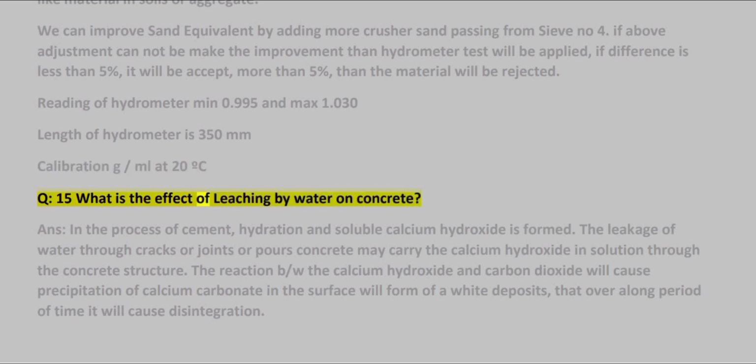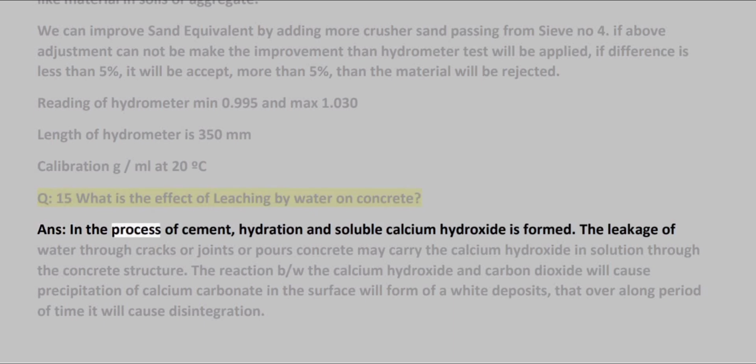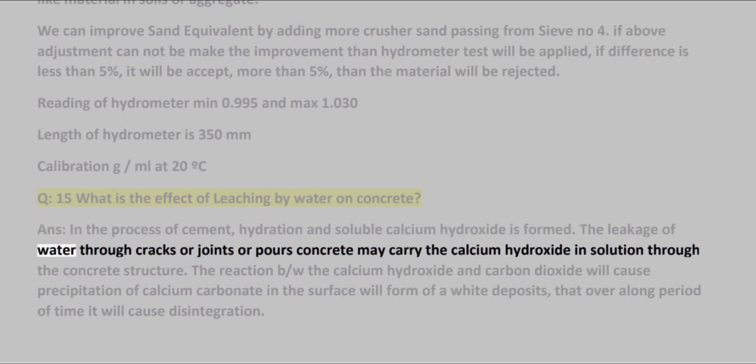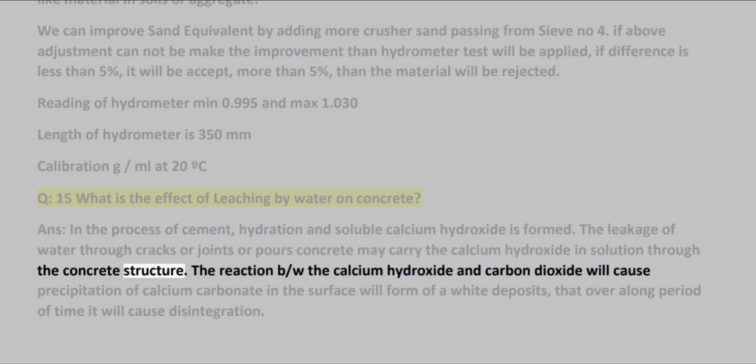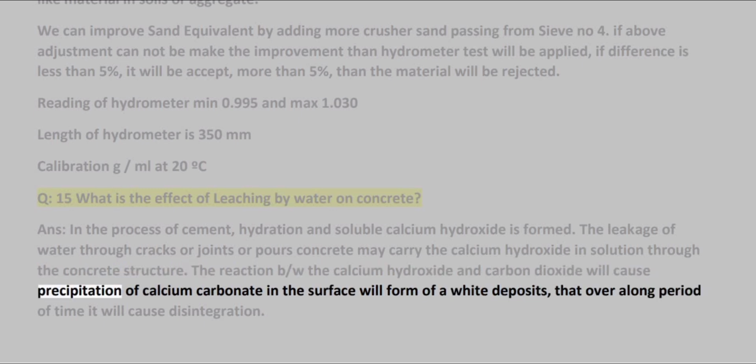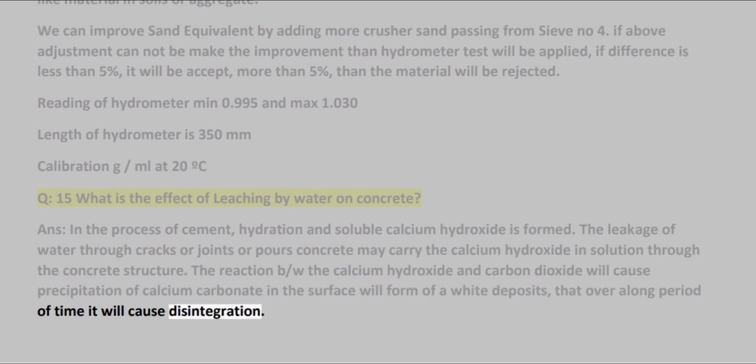Q15 What is the effect of leaching by water on concrete? ANS: In the process of cement hydration, soluble calcium hydroxide is formed. The leakage of water through cracks, joints or pores of concrete may carry the calcium hydroxide in solution through the concrete structure. The reaction between the calcium hydroxide and carbon dioxide will cause precipitation of calcium carbonate on the surface, which will form white deposits that over a long period of time will cause disintegration.